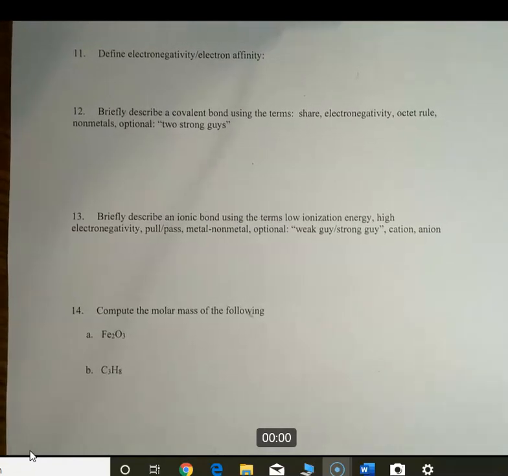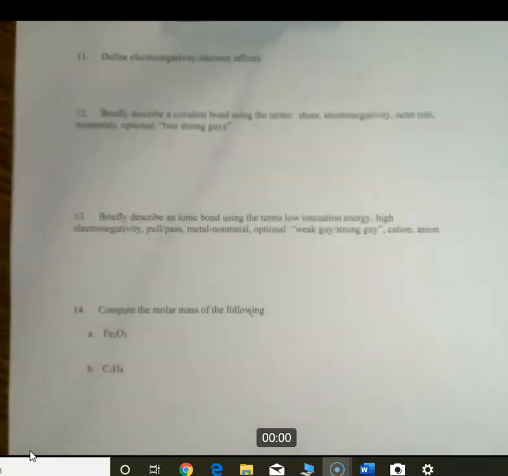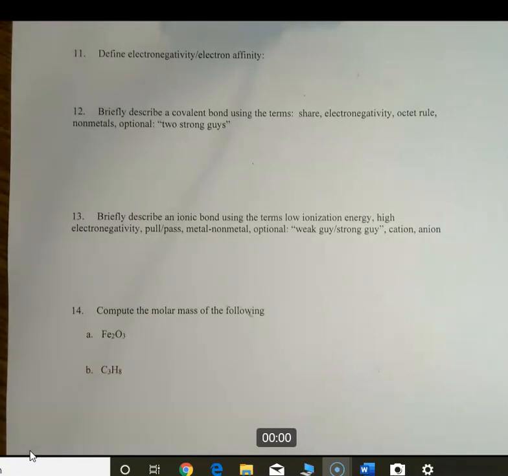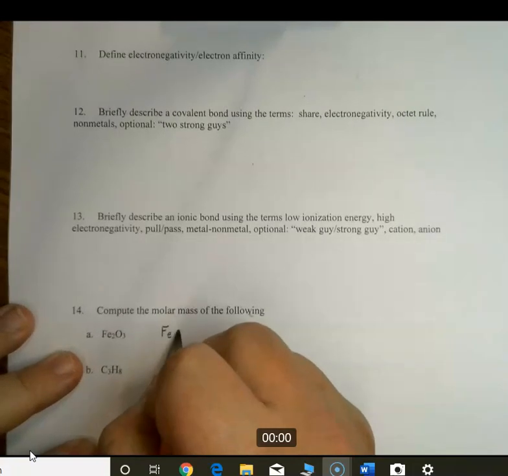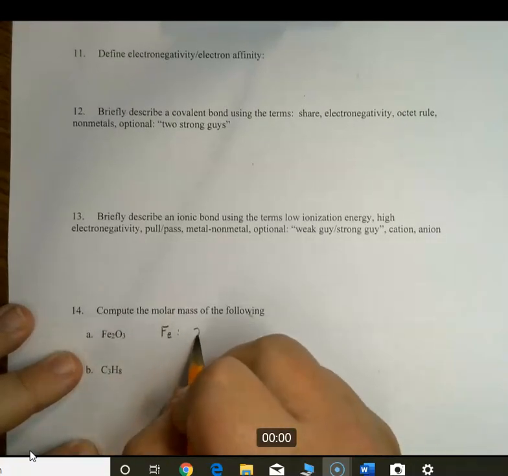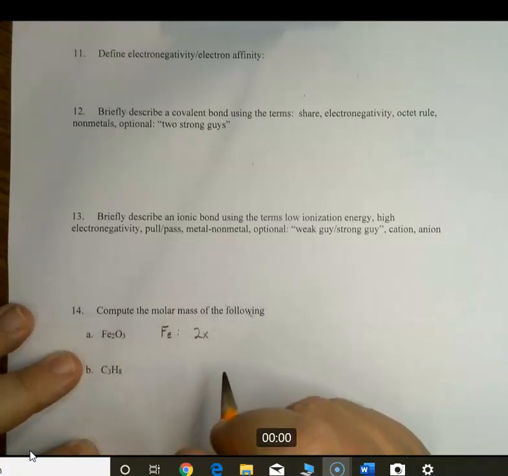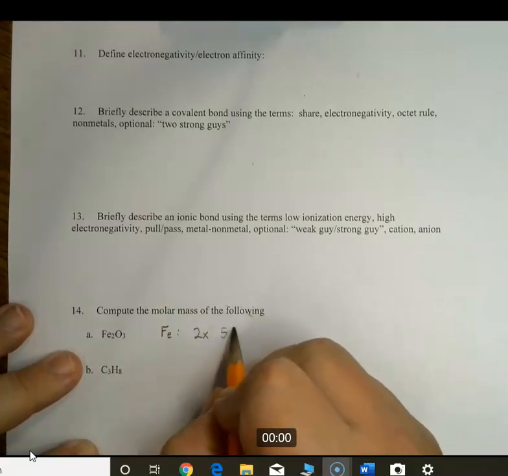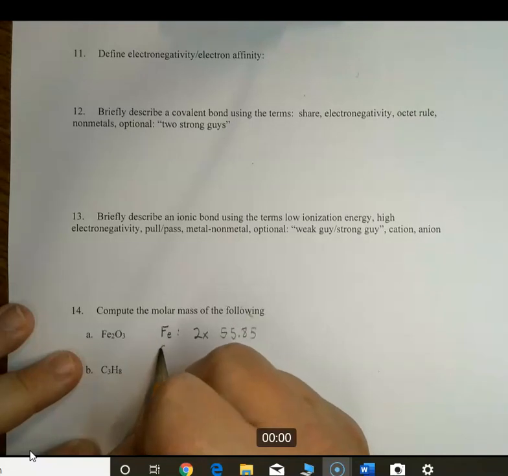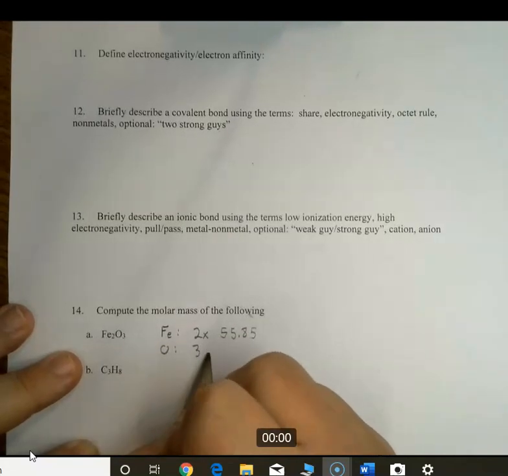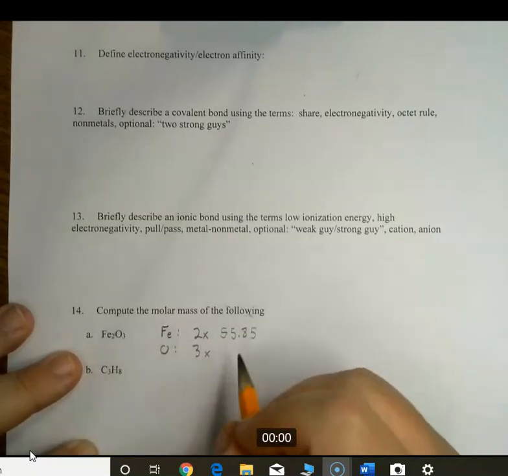Compute the molar mass of the following. So that's a numeric problem. I'll go ahead and do that. So you get out your periodic table, and we just do this. We have 2 irons times 55.85, and we have 3 oxygens, and that's times 16.